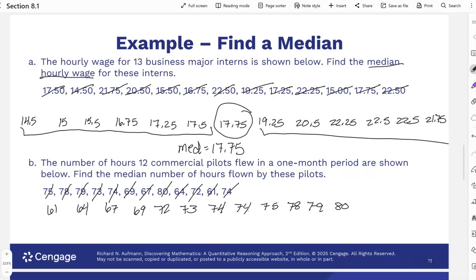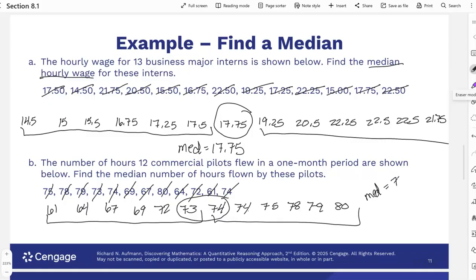So they're in order. All right, so we want the number in the middle. So we're going to have 6 in the lower half and we're going to have 6 in the upper half. Since there's an even number of values, we're going to have 2 in the middle. So I need to find what's in the middle of those. So the median would be 73 plus 74, and then we're going to divide that by 2, and it's going to end up being 73 and a half as our median there.